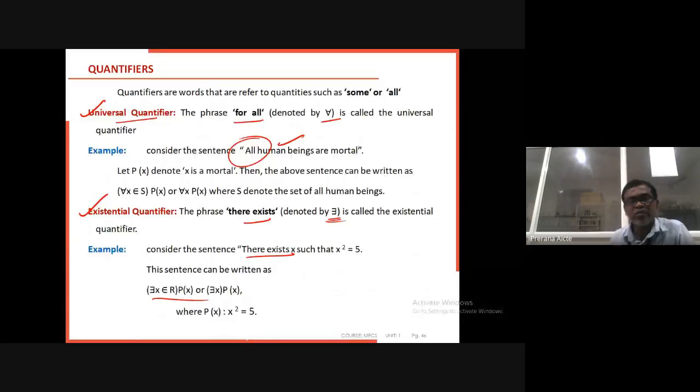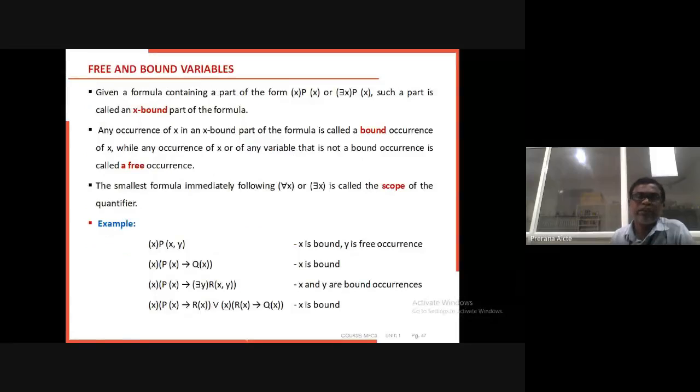And variables: here we said that we may use a predicate variable. This variable is of two different types, either free variable or bounded variable. In simple terms, a free variable is one that is not associated with any quantifier. A bounded variable is one that is linked or associated with a quantifier.